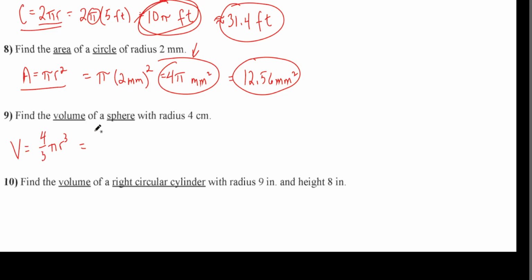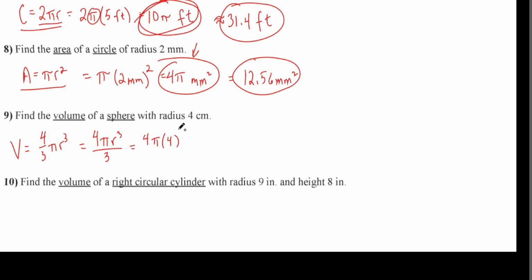If you wanted to, here's another way to write it. You could write it 4 pi r cubed over 3. If you like that better, you can write it like that. It's the same exact thing. Might be easier to do it like this. So let's put some numbers in. Well, 4, then pi, then the radius. What's the radius? It's 4.